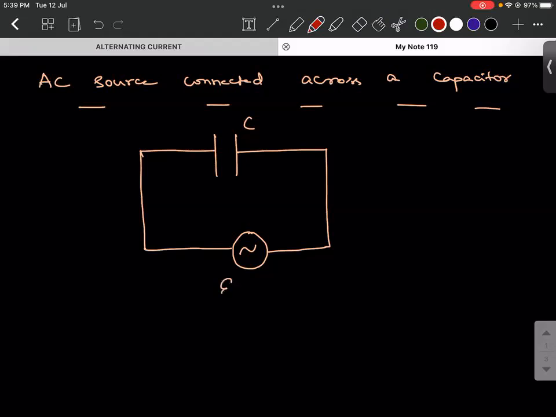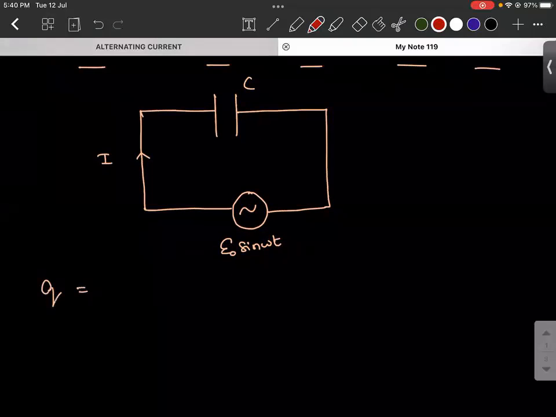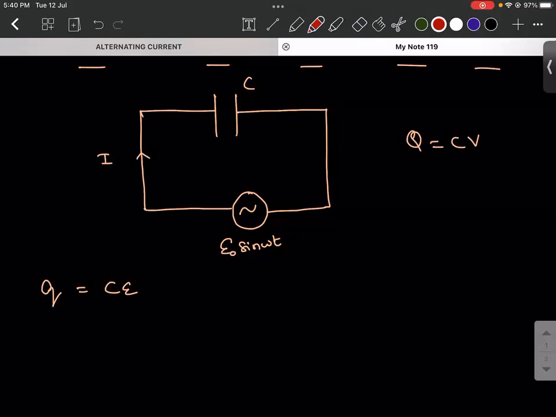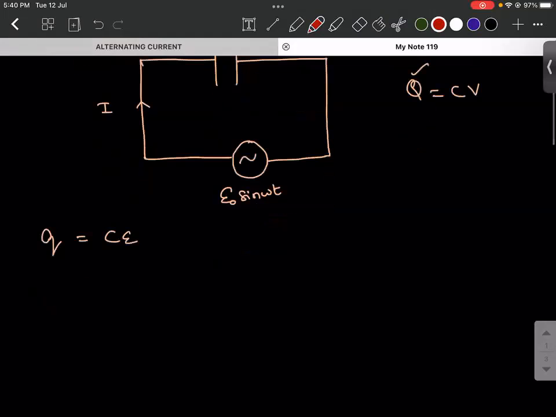If I take the input value to be E naught sine omega t, then let's say the current flowing through the capacitor is I. Now, due to this input value, what will be the charge stored in it? Q is equal to C into E, because we know Q is equal to CV, right? That is from the second chapter. Q is the charge stored in the capacitor, C is the capacitance, and V stands for the voltage applied across it. So I can write Q is equal to C into E naught sine omega t.